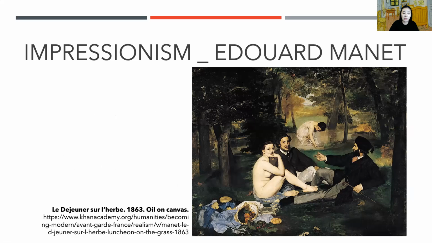So let's talk about this painting. Can you read this painting? Can you find the artist's intention from this painting? Anything you can feel?